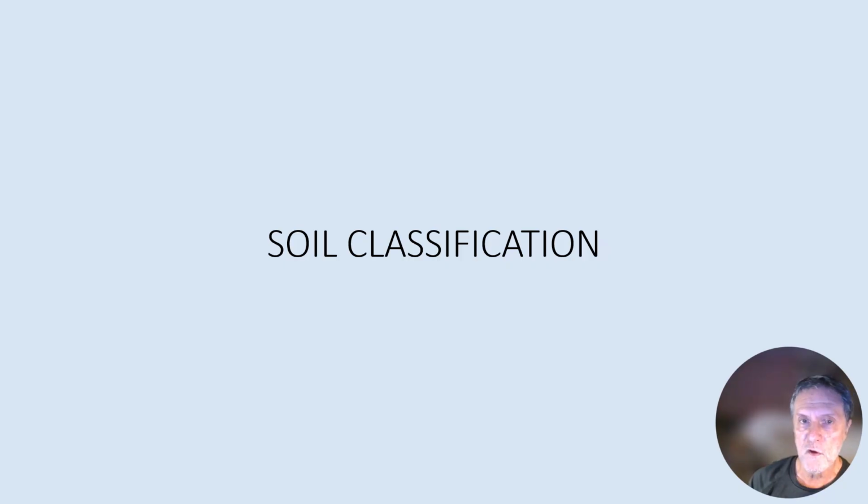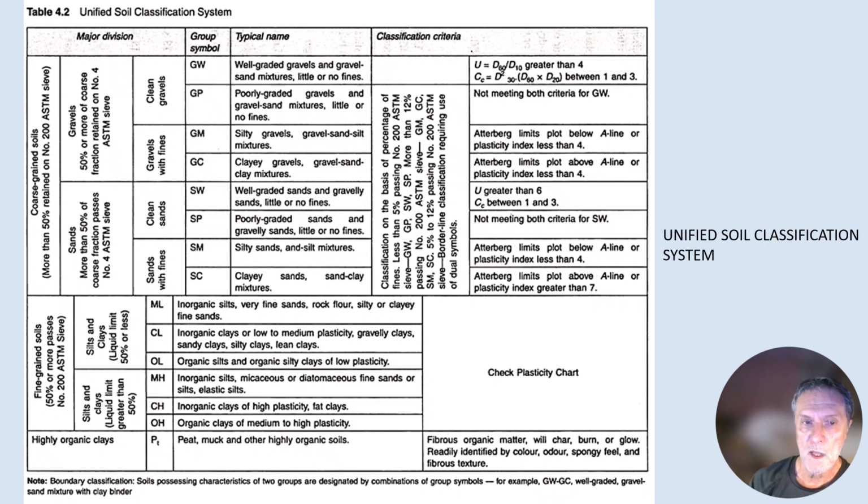So let's classify soils. How do we do that? The first way is by determining their distribution of particle size. Okay, back to the Unified Soil Classification System. Coarse soils up here, fine soils down here.